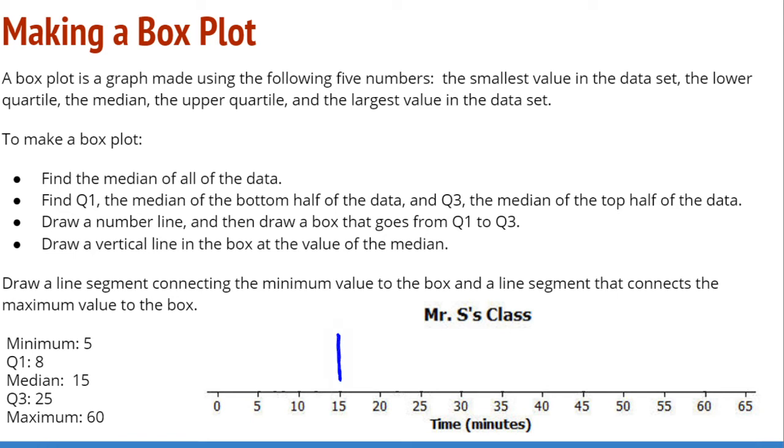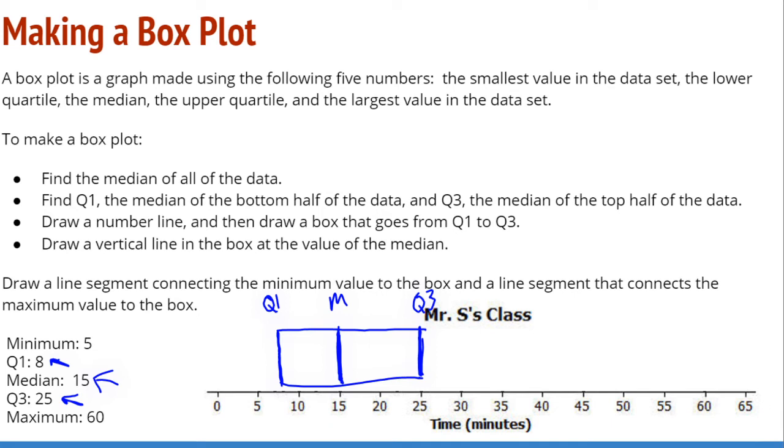The next thing we want to do is go to quartile 1, 8, and draw a line for quartile 1. Then we want to go out to quartile 3 and draw a line. And now we're going to connect this together to make a box. So we've got quartile 1, the median, and quartile 3. So we've used 3 of our 5 numbers.